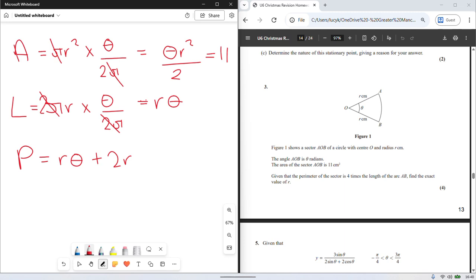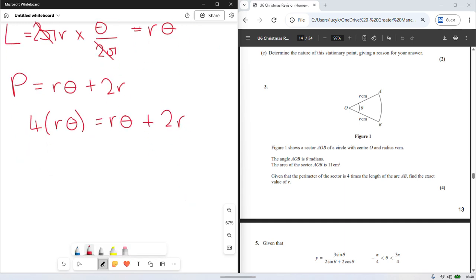And then we know from the question that 4 times the arc length is going to equal the perimeter. So we end up with this. So what we can do there is take an r theta away from both sides, can't we? So that'll leave me with 3r theta is equal to 2r. And then the r's will cancel out as well, won't they? There we go. The r's cancel out, so we end up with 3 theta equals 2. So therefore, theta would be 2/3.